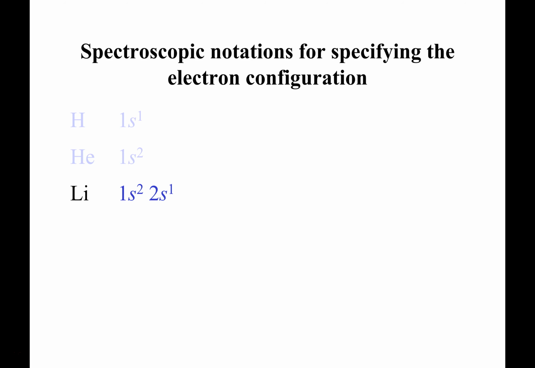Don't forget those little numbers, those superscripts, the number of electrons. Beryllium, 4 electrons, 1s2, 2s2. And here's a good example. If you're doing this sort of notation, spectroscopic notation, if you want to know where you are, just add up the superscripts. So I know I have 4 electrons represented. Now I go to boron, 1s2, 2s2, 2p1, 5 electrons.